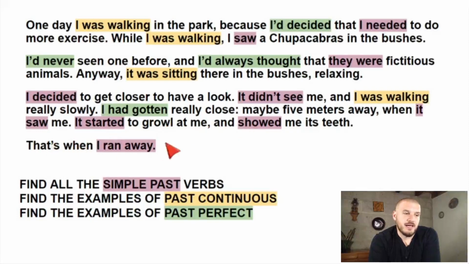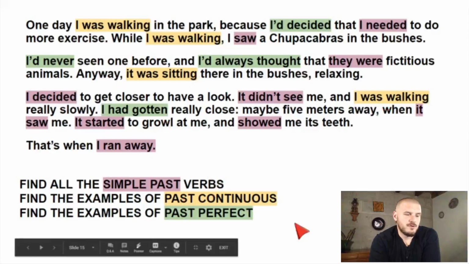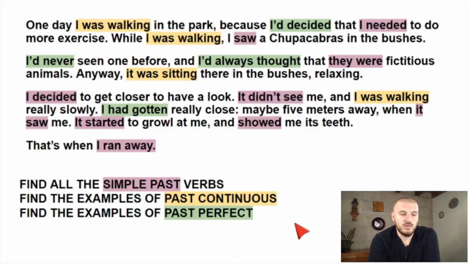That's when I ran away. Eso fue cuando corrí. Run away is a phrasal verb. We see this in lesson 6, I think. Okay, so we have 1, 2, 3, 4, 5, 6, 7, 8, 9 simple past. 1, 2, 3, 4 past continuous. And 1, 2, 3, 4 past perfect. So you see they're very common and they're very useful. Son muy útiles. Todos los tiempos en pasado. In conversation and when you're telling stories.